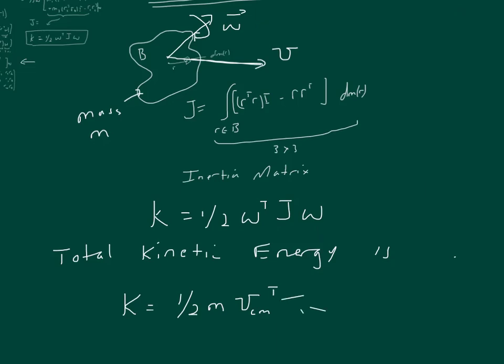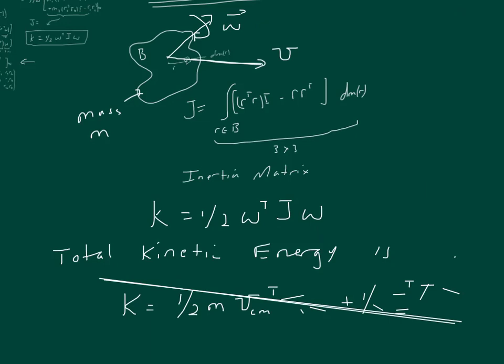Times the center of mass velocity, plus 1/2 omega transpose J omega. This is the expression for any rigid body, meaning it's not squishing or flimsy. For any rigid body, if we can find the center of mass and its velocity, and then the angular velocity omega, you can think of it as spinning about the center of mass. It's the same quantity, in other words, omega isn't tied to a particular position.